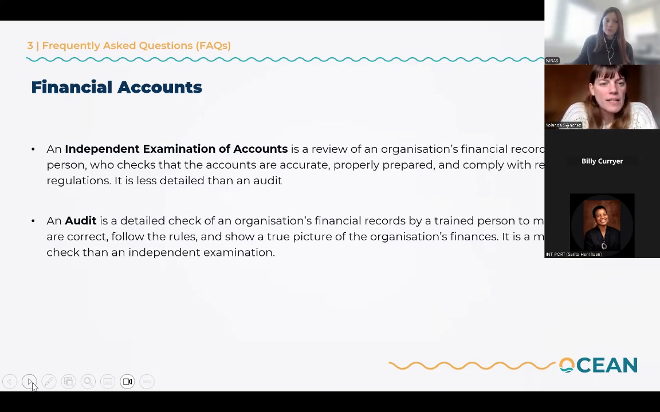That is a detailed check of an organization's financial records by a trained person to make sure they are correct, follow the rules, and show the picture of the organization's finances. So it's more complete than the independent examination, and this audit is not asked or required for this community grant stage. We can go to the next slide.